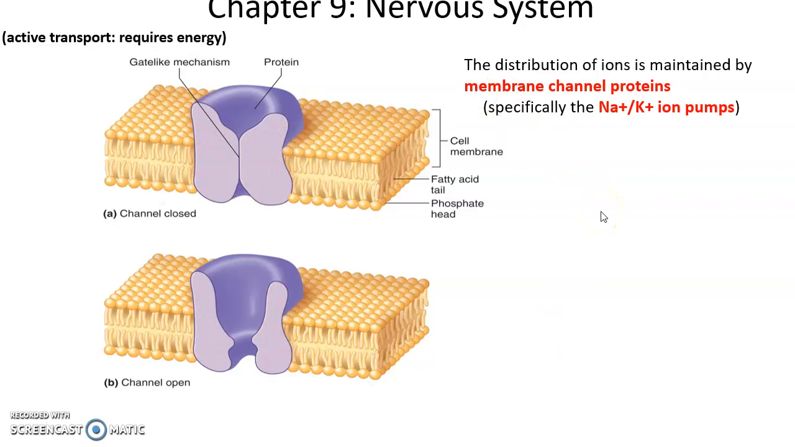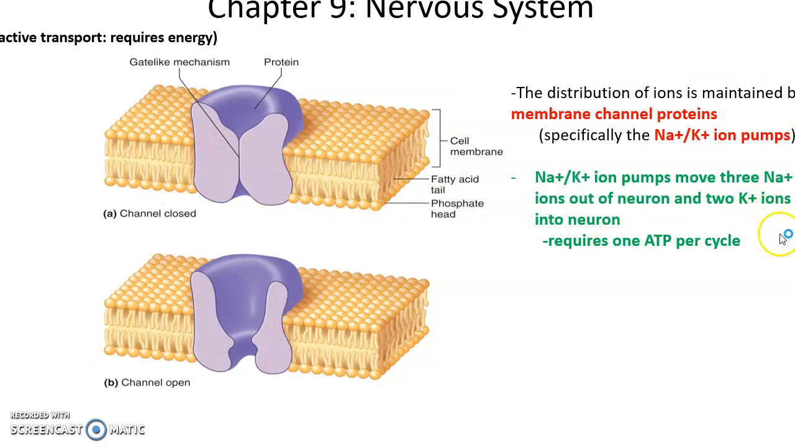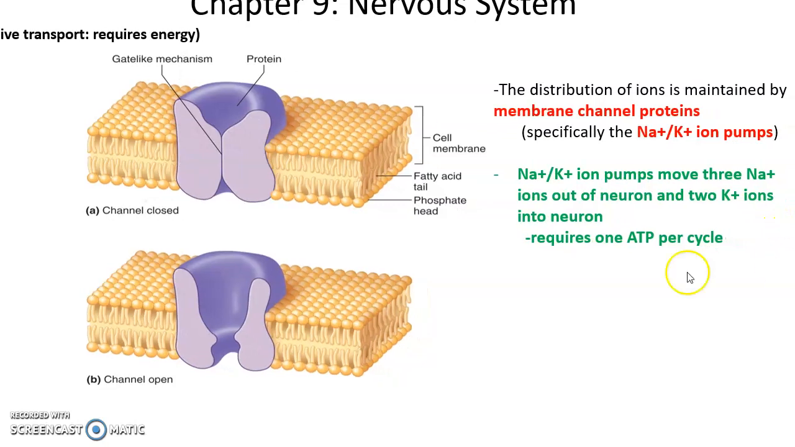And to be honest, the reason why our nervous tissue is so high demand for energy, why it needs so much energy to function, is to maintain this distribution of ions through the function of the sodium potassium ion pump. Now, the sodium potassium pumps will move 3 sodium ions out of the neuron and 2 potassium ions into the neuron. So each single ATP that is expended causes 3 sodium ions to leave the neuron and 2 potassium ions to enter. And that is where we'll stop with this part of the lecture.